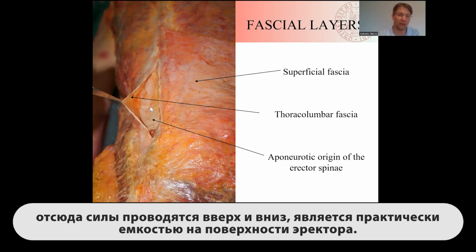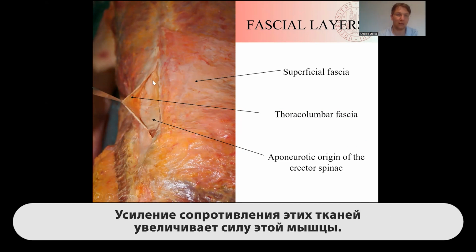But of course, this can transmit the force up and down, and that has to be independent by the container. And the container is, by the way, the surface of the rectus spinae. In fact, in the past, they were saying that closing and making more resistant the region around the rectus spinae will increase the strength of this muscle.